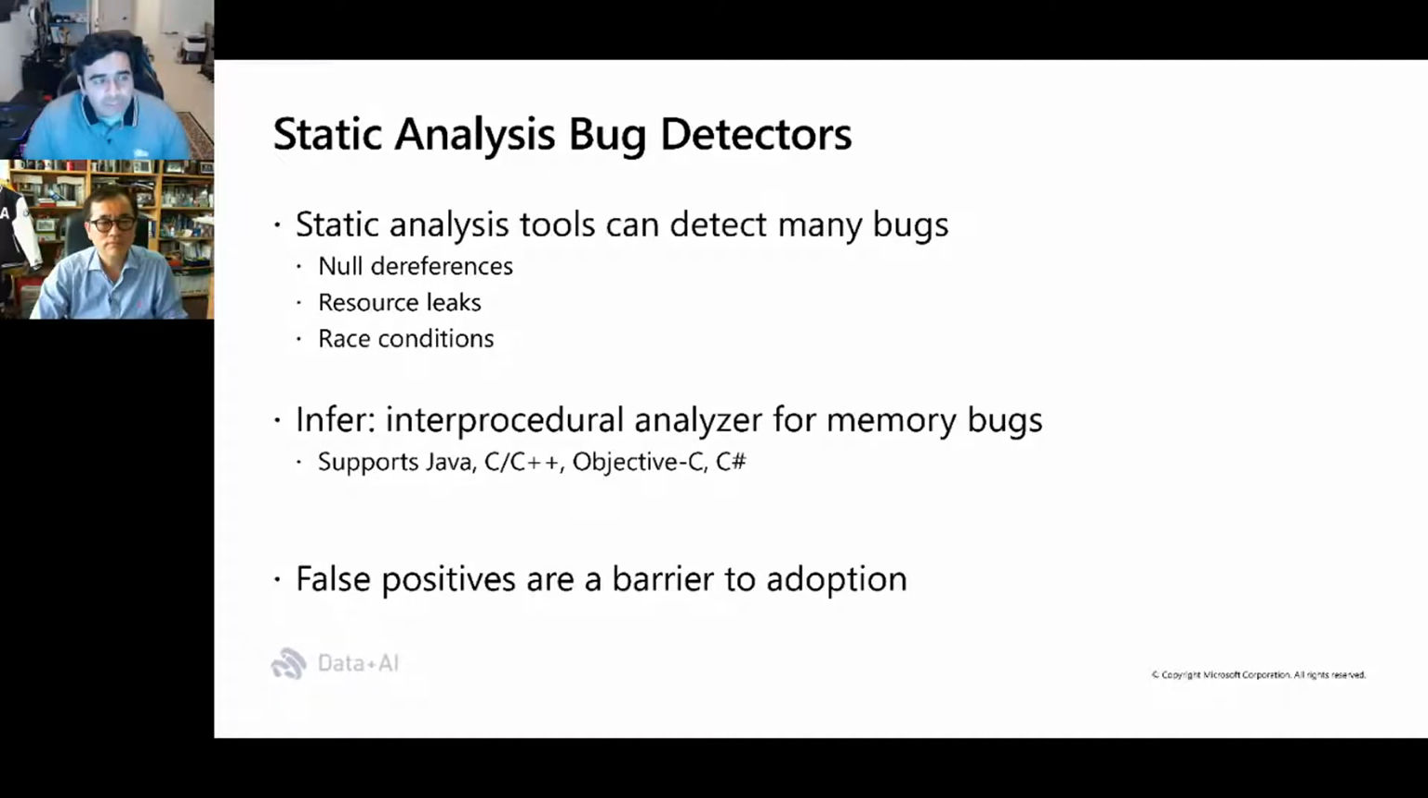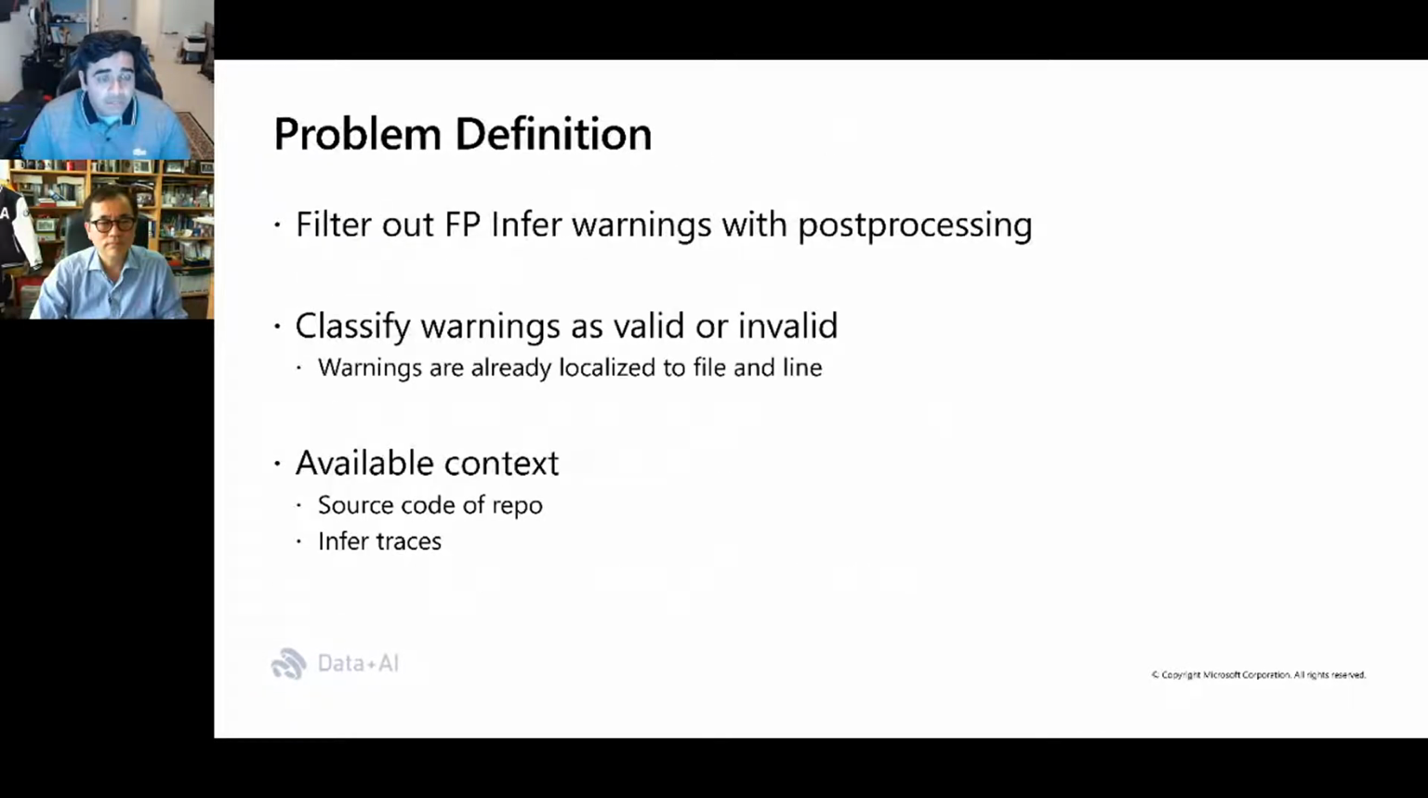So we set out to try and solve this problem by creating a machine learning post filter that would classify Infer warnings as either valid or invalid. So given a list of Infer warnings, along with their file and line numbers in the code base, we would decide which of these warnings to keep and which ones to filter out and not present to developers. And the input to our models would be made based on the source code of the repository and the source code of the method where the warnings occur, as well as certain debug information that was outputted by Infer.